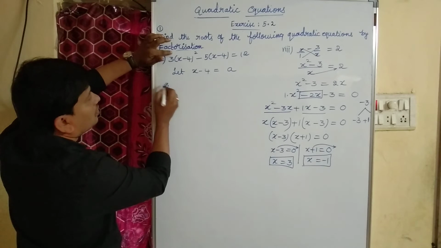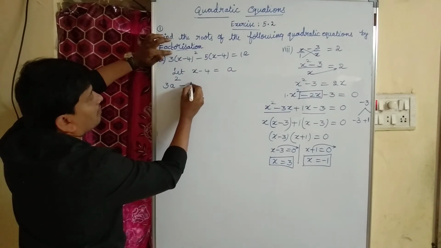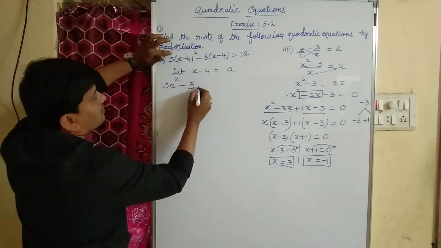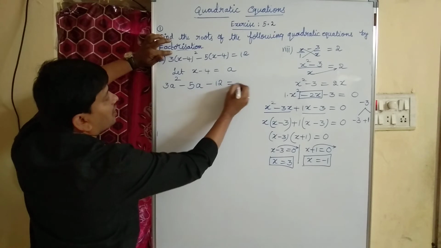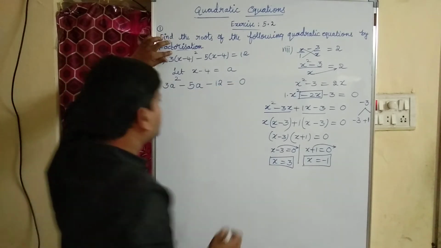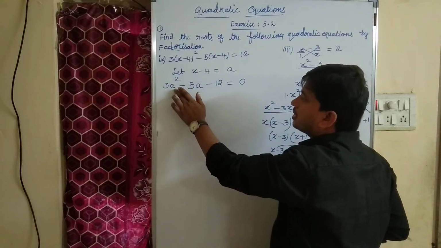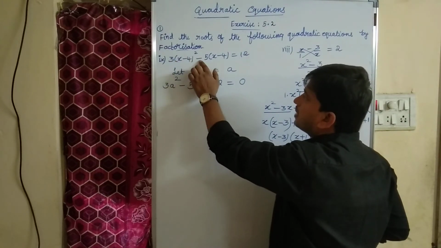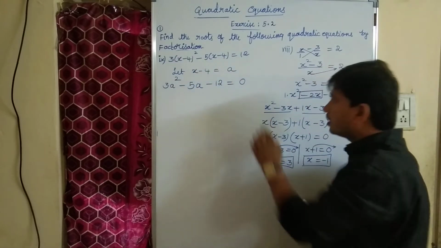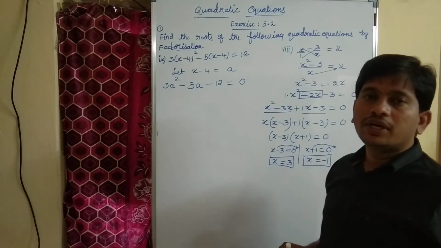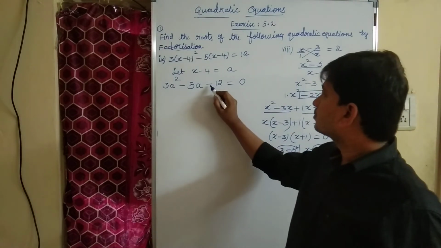So 3 into (x minus 4) is nothing but a, I mean 3a square, minus 5 into (x minus 4) is nothing but a, so minus 5a, plus 12. You transpose, minus 12 equal to 0. Are you understanding, children? What we did here, we considered x minus 4 as a. So 3a square minus 5a minus 12 equal to 0. Now it is in the form of a quadratic equation. So let us find the roots.